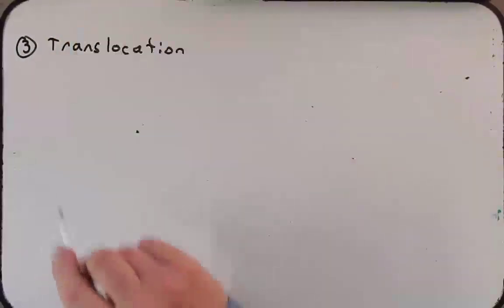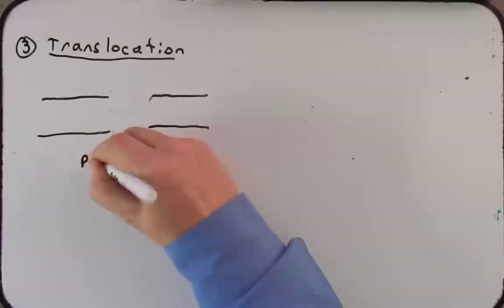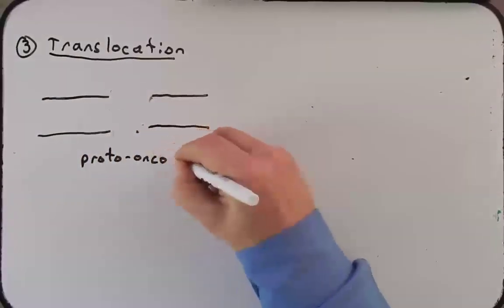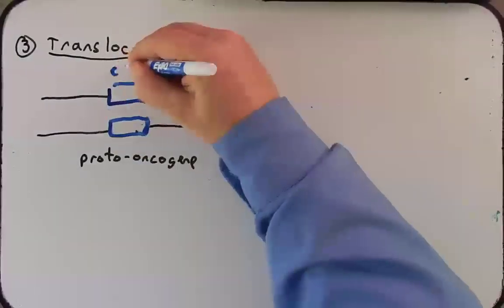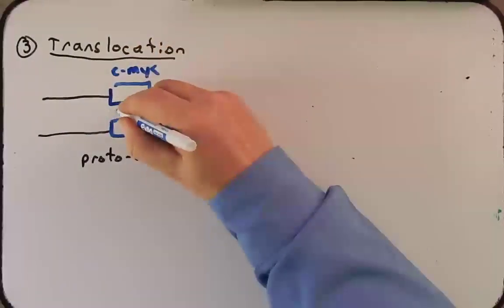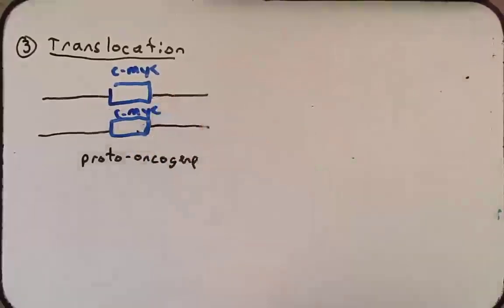Okay, the third way of making a proto-oncogene into an oncogene is by translocation. We'll talk more about this in class, but let me introduce it to you right now. For this proto-oncogene, I'm going to give it a specific name, a very common proto-oncogene that becomes an oncogene to drive cancer. I'm going to call it c-MYC. So these are both c-MYC, M-Y-C, proto-oncogenes.